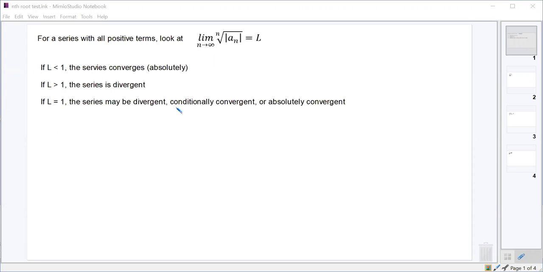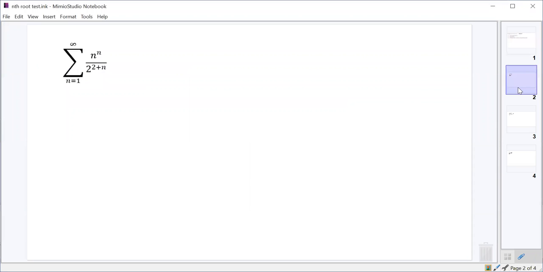Oftentimes what the series might look like when you want to use the nth root test is you'll have something like n to the n, or a bunch of things within it being raised to the power of n. Those will often be good problems to use the nth root test on.